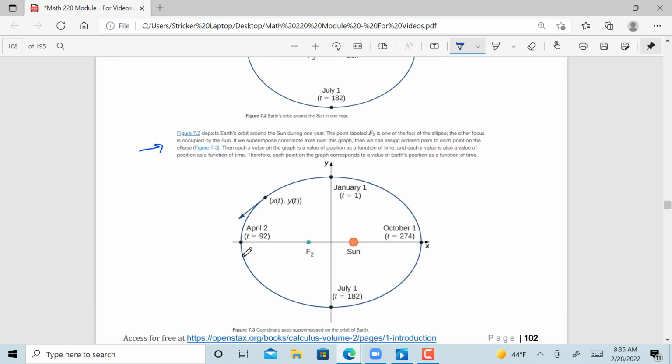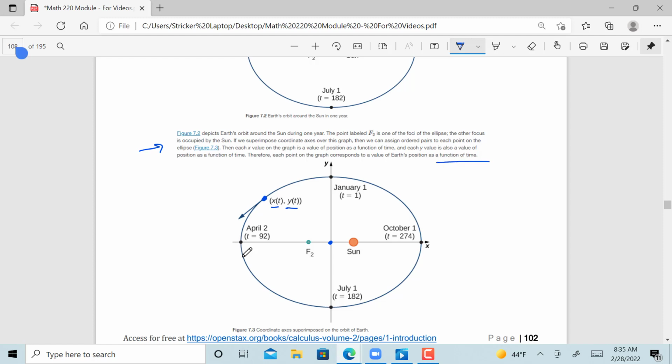So now it's been redrawn. You have your x-axis and your y-axis, and the origin is right at the center of this ellipse. Then it says each x value on the graph is a value of the position as a function of time. So here you can see that. We have a point right here, and it has an x value and a y value. But notice each of those x and y values are functions of time. And that's where the parametric equations come in. Each y value is also a value of the position as a function of time. Therefore, each point on the graph corresponds to a value of the Earth's position as a function of time.